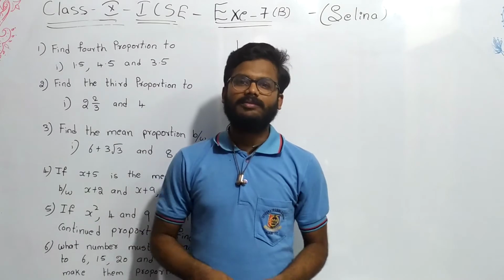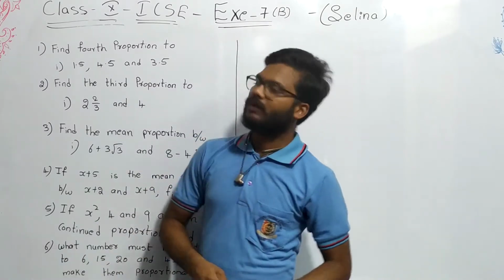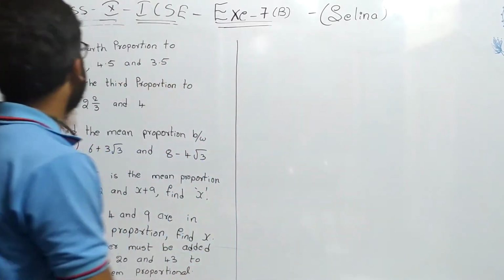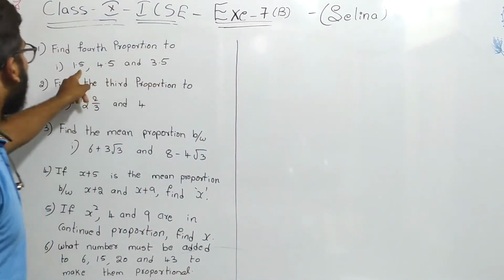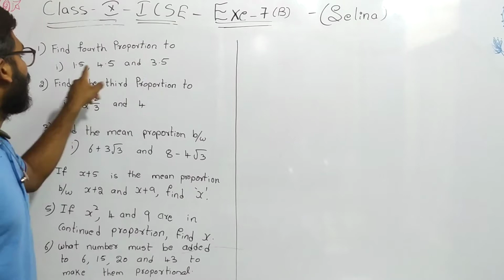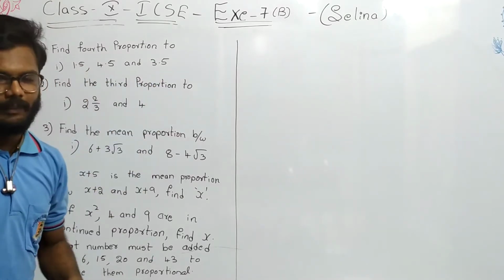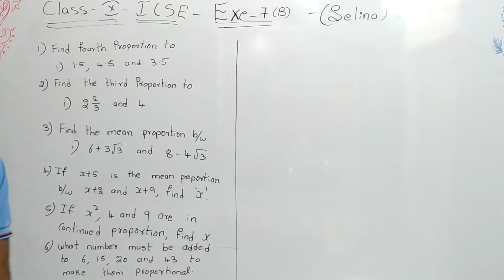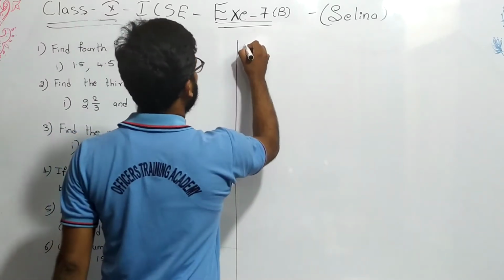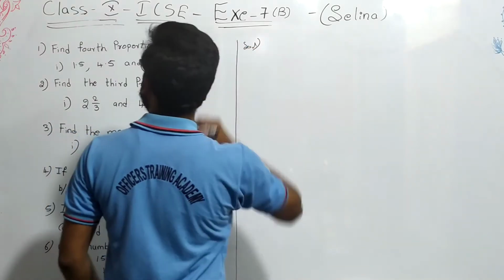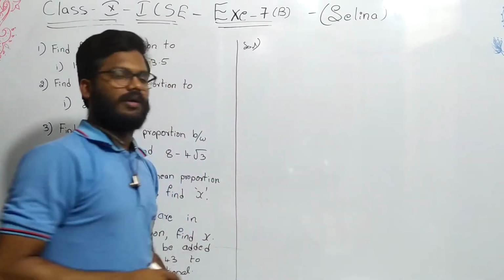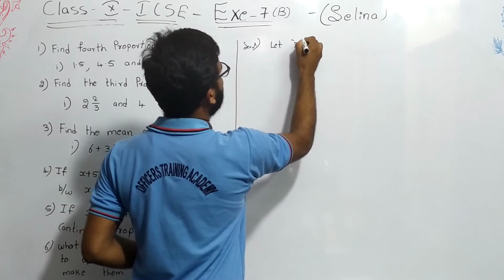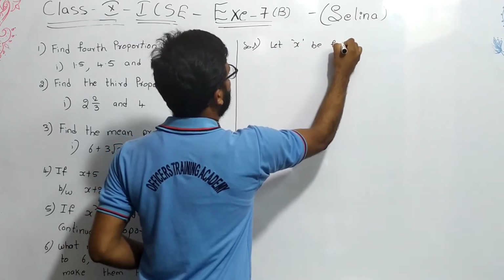Now coming to the problems in 7B. See, the first one: find the fourth proportion to 1.5, 4.5 and 3.5. Here there are two questions, but I am explaining only one question. See, first one, solution. Find the fourth proportion. So let x be the fourth proportion.